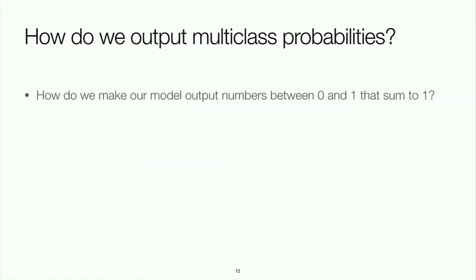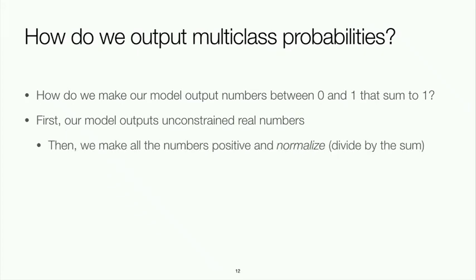So how do we actually output these probabilities? How do we make our model output numbers between 0 and 1 that sum to 1? Remember, we have theta transpose x, which outputs k unconstrained real numbers. What we're going to do is make all of these numbers positive and then normalize. So we're going to divide by the sum of all of the numbers. This is going to make all the numbers fall in the range 0 to 1, and they're all going to sum to 1, just by definition of what we're doing here.